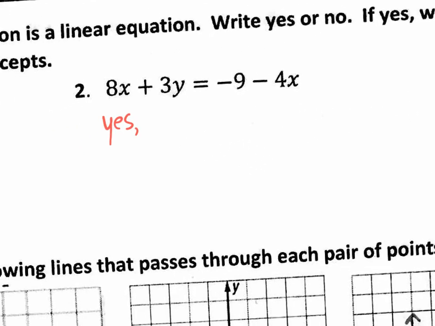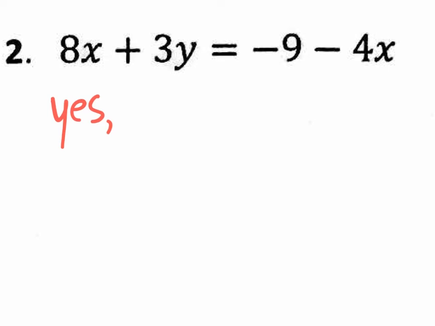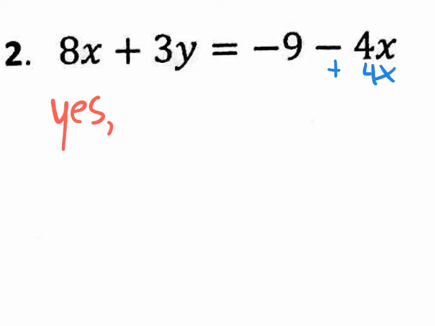So this one, since it is a linear equation, I need to rewrite it in terms of AX plus BY equals C. What do I need to get rid of if I want the x's and the y's on the left side of the equal sign? I need to get rid of that negative 4x. So we're going to get rid of that negative 4x by doing the opposite, plus 4x. That'll cancel it out. And what I do to one side, I do to the other side.